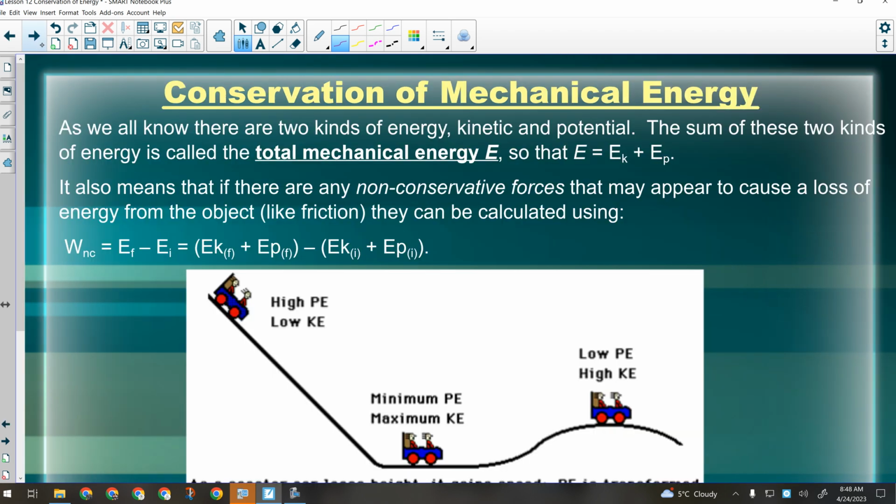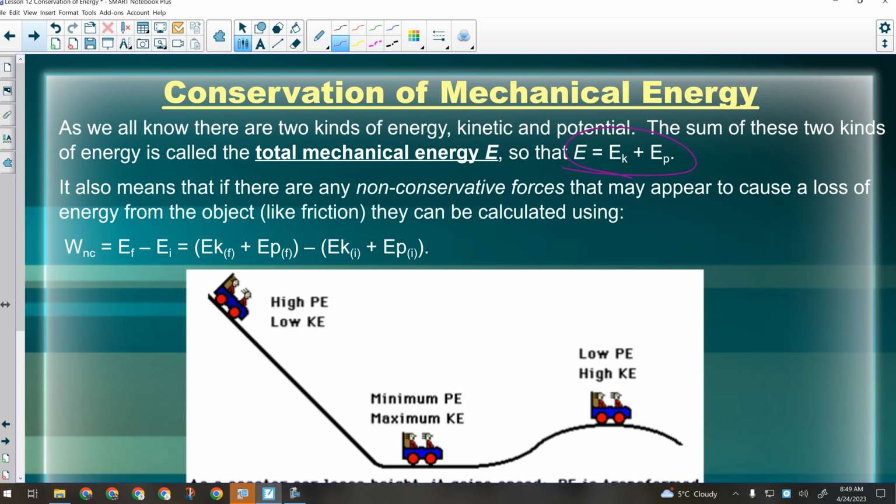All right. So there's two kinds of energy. We talked about those on Friday. Kinetic and potential. And when we add them together, we get the mechanical energy. We've already gone over that in the work energy theorem, so hopefully that sounds familiar. The total mechanical energy is EK plus EP.